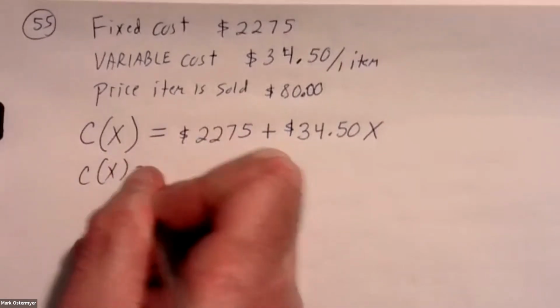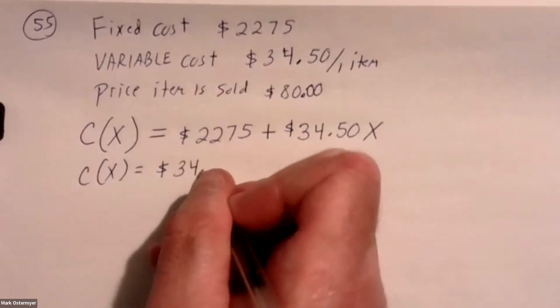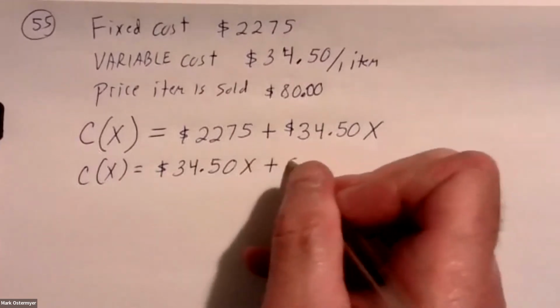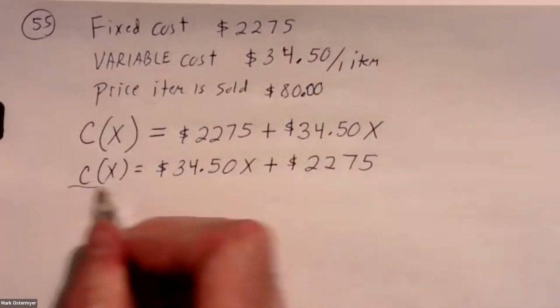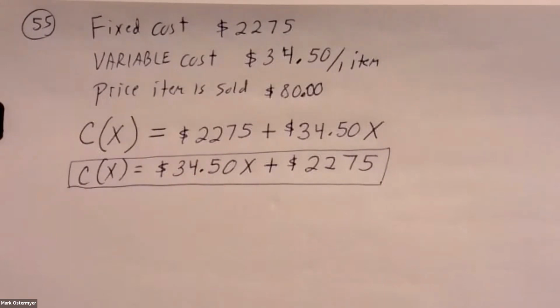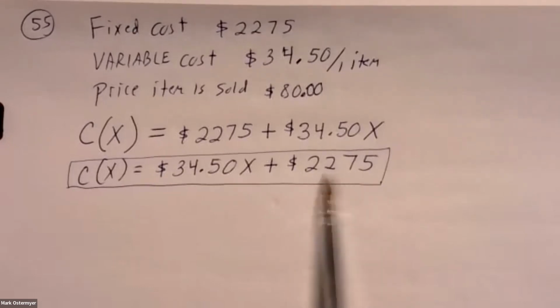This is your cost function. And here's your cost function. Any questions how I developed that cost function there? That's the cost of manufacturing X of these items. You have your variable cost and you have your fixed cost or your flat fee. Okay. So that's the answer to part A.